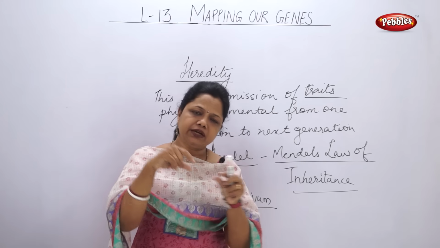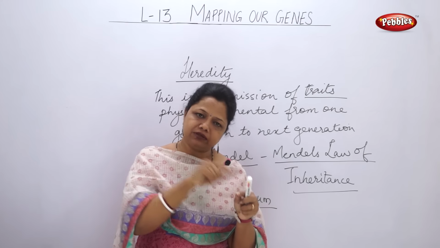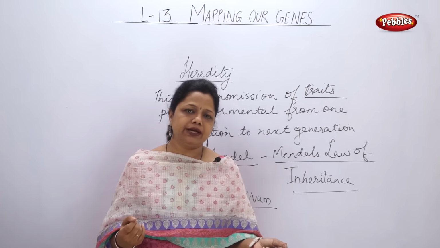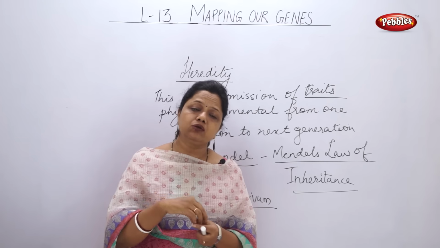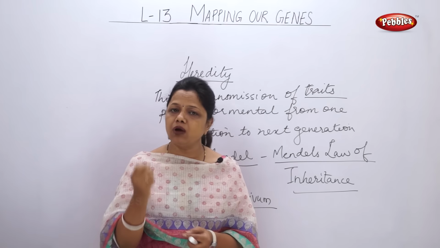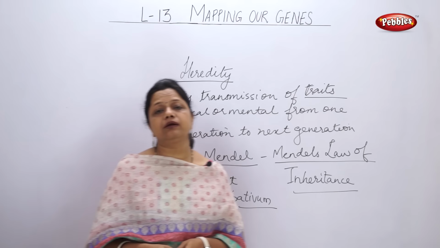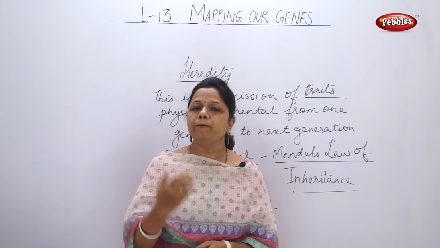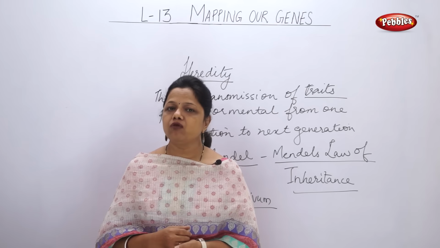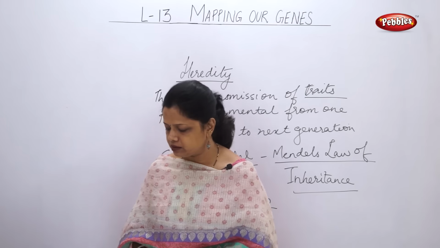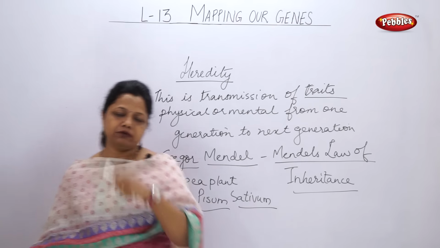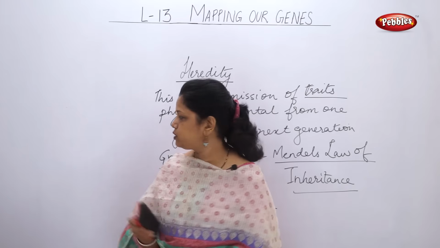Then he took yellow and green colored pods. Pod means the covering inside which the peas are present. When we open it, we get the peas. So he took the colors of yellow and green pods. Then he also took grey and white color of seed coat. So many traits he considered for his experiments. So let us write down how many traits he took.